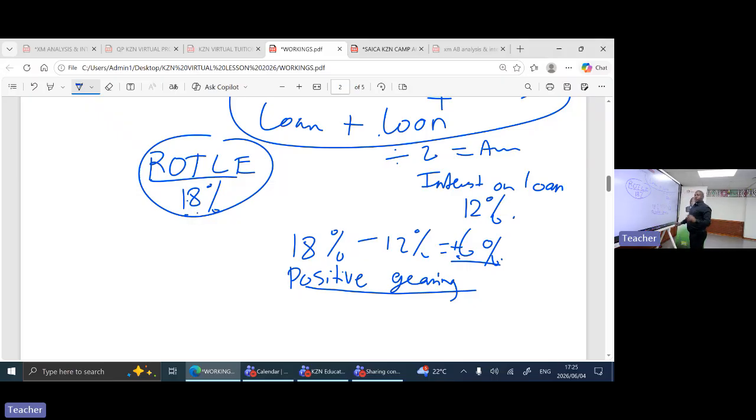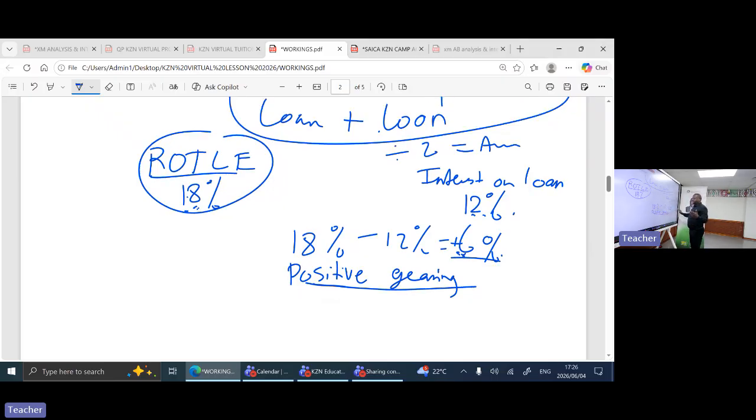I said ROTE was 18%, interest on loan was 12%. This simply says you borrowed money, and you also pay an interest. Now, when you borrowed money, you want to make more money. You might want to make good use of it. So what is the return that you are getting? We have got 18% that we got back, but we are paying back 12%. So we are making plus 6%. So it shows positive gearing.